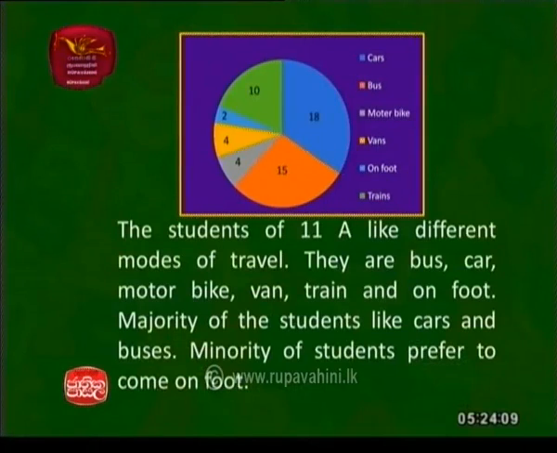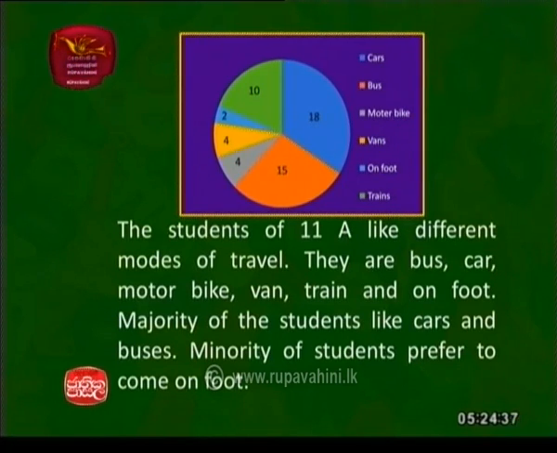Right. Now let us describe this. The very first one, I think this is given in the question. The students of 11A like different modes of travel. That sentence is already there in the question, right? They are, or you can write the modes of travel are, then you can write one by one. Bus, car, motorbike, van, train, and on foot.